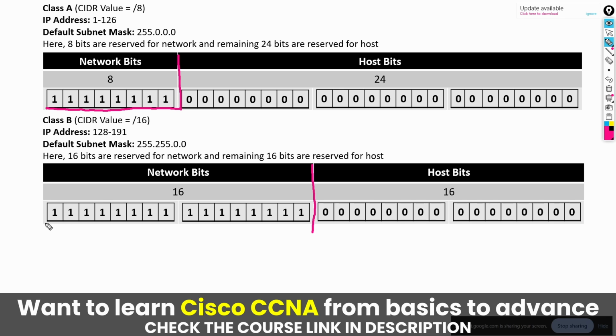How many networks will you get here? Not two. What I have told you: whenever there is a default subnet mask, with default CIDR value 16, you will get only one network. If it is more than 16 in class B, then you have to calculate, and you will get multiple networks. If it is the default, you will get only one. All right. Now let's move to the next.